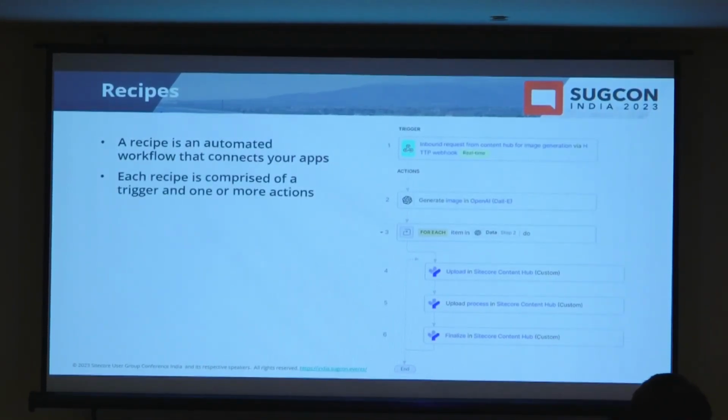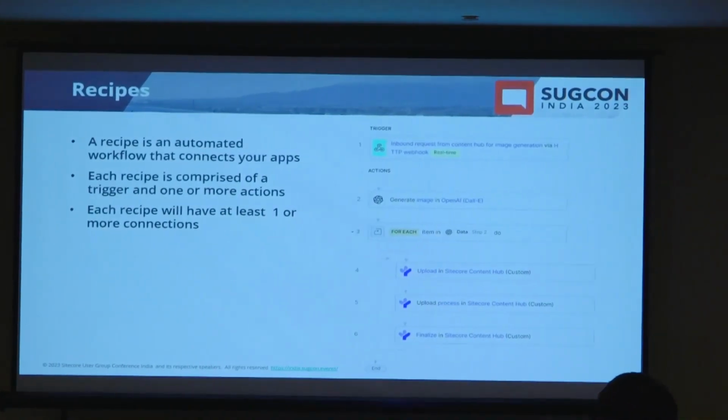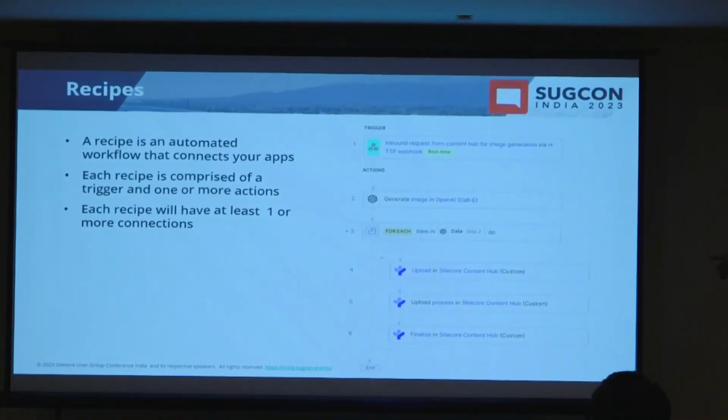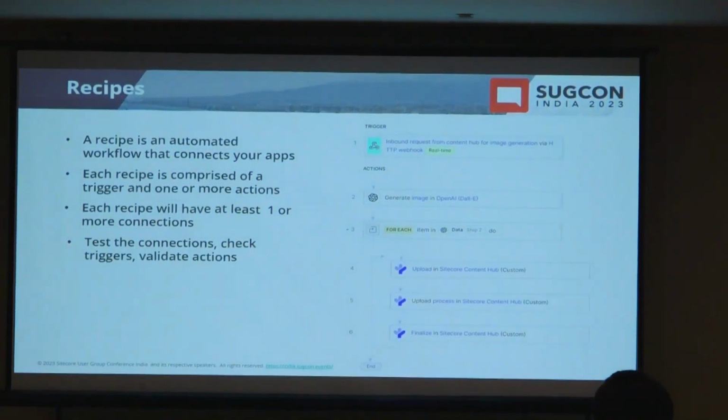Each recipe should have at least one trigger. If you see at the top, it says inbound request with content hub. This is a trigger here. At least one connection should also be there. We have three connections here. I'm connecting here with Sitecore Content Hub. We can test the connections, debug the connections, and validate also. All these features are available in Sitecore Connect.